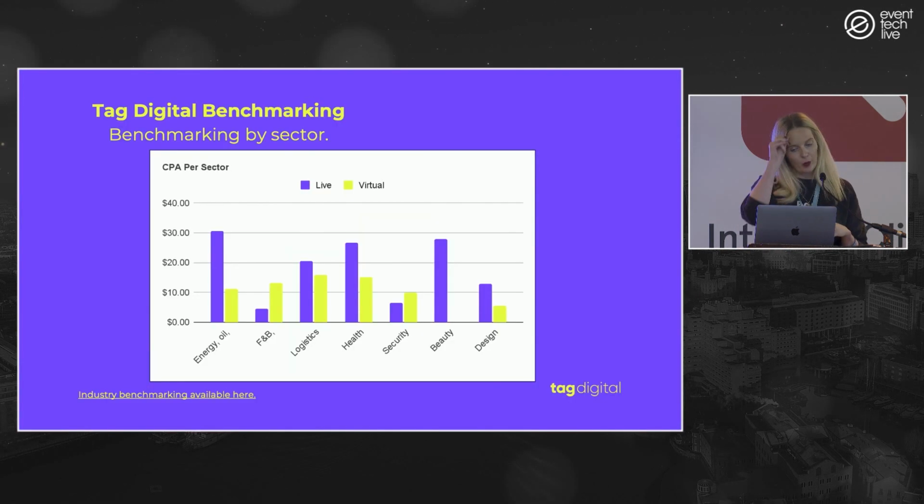A little snippet from those reports is our benchmarking by sector. So here you can see, okay, if I've got a live event, if I've got a virtual event, what does good look like? And is my cost per acquisition above or below? It's really interesting. We're seeing in some cases we've got a much lower CPA.